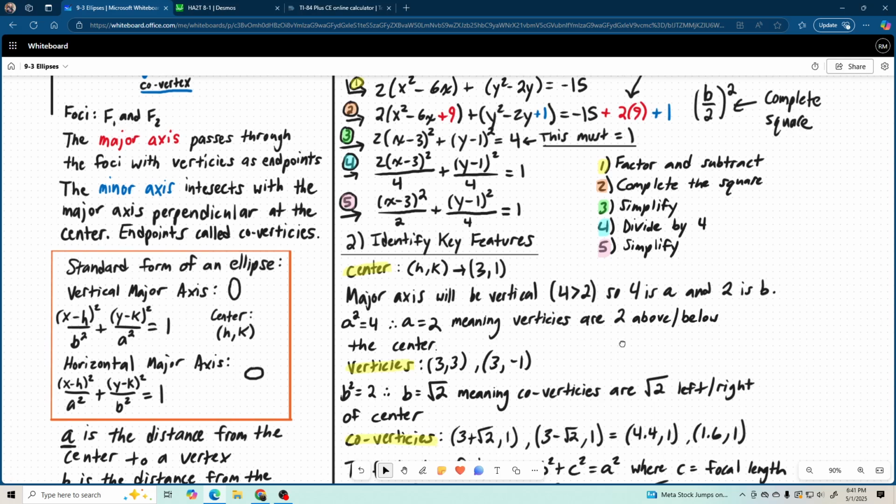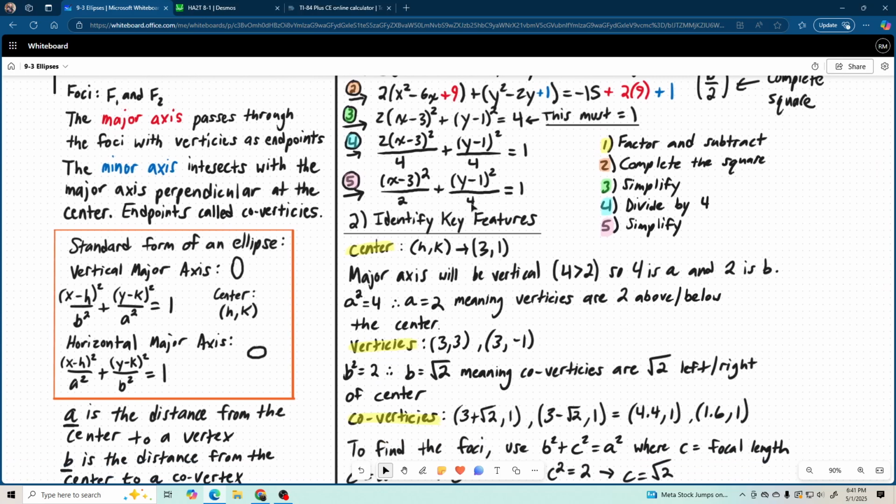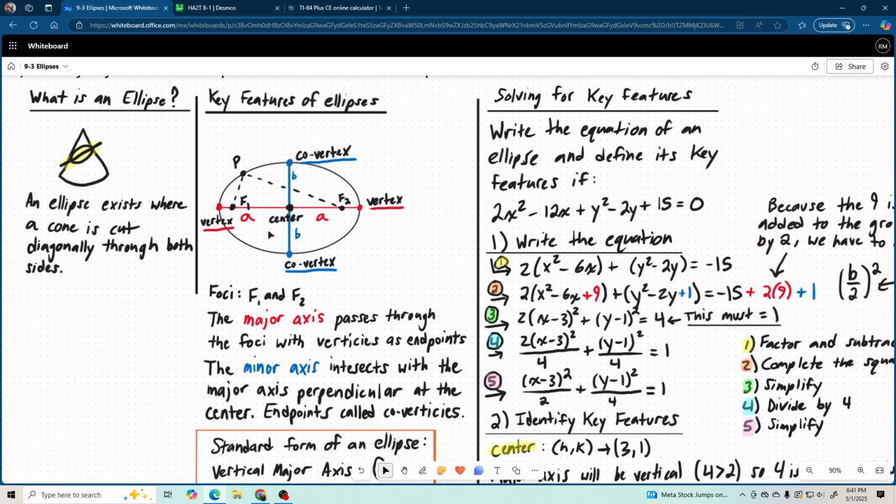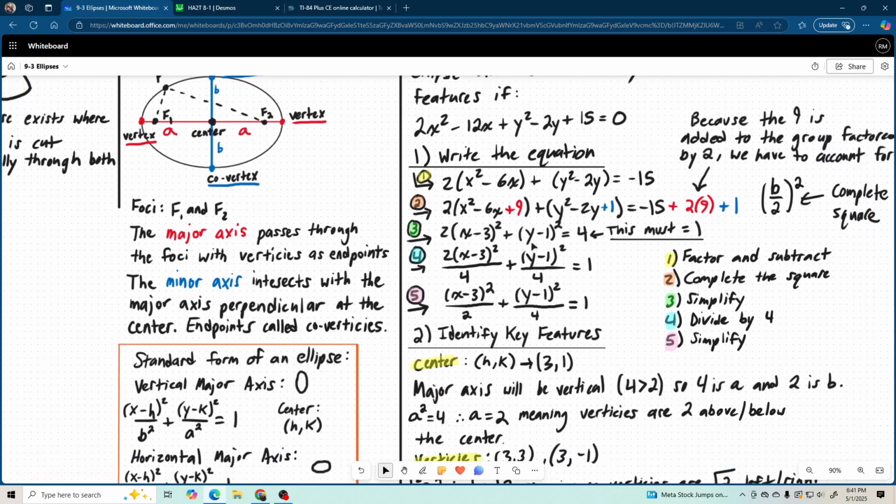So when we look at this, we know that 4 is a squared. If 4 is a squared, we know a is 2, which means that the vertices are going to be up 2 and down 2 from the center. If you can imagine this ellipse, if we flipped it and it was now going up instead of side to side, then a would now be the longer distance, and the focal length would be c, which would be a little bit less than a.